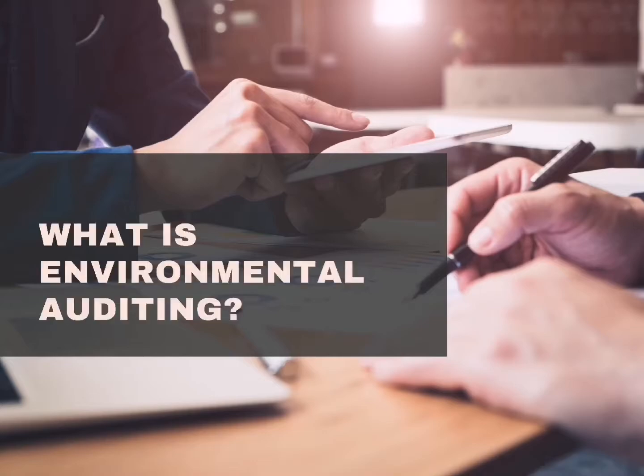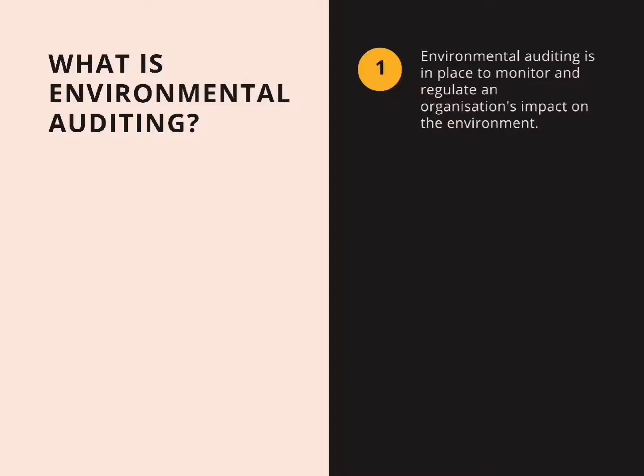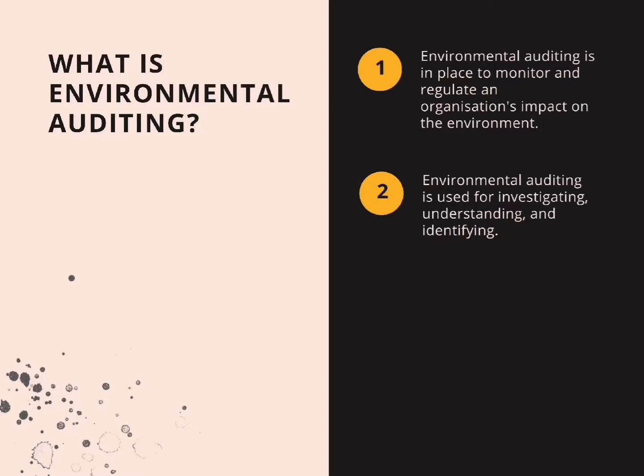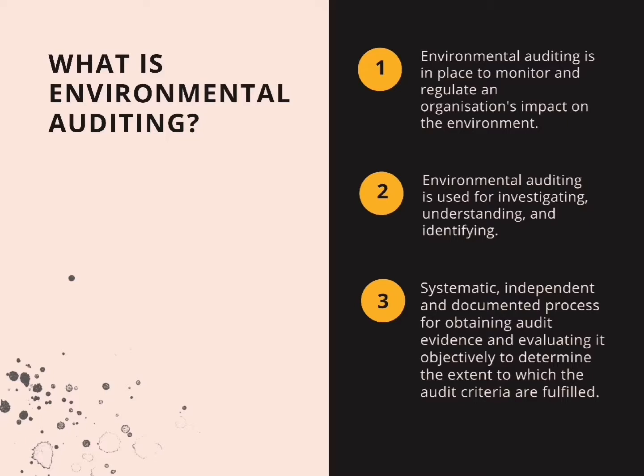So, the next slide is an introduction about what is environmental auditing. Environmental auditing is in place to monitor and regulate an organization's impact on the environment, investigating, understanding, and identifying. It is also defined by the International Chamber of Commerce as the systematic examination of the interactions between any business operations and surroundings. Then, the systematic, independent and documented process for obtaining audit evidence and evaluating it objectively to determine the extent to which the audit criteria are fulfilled.